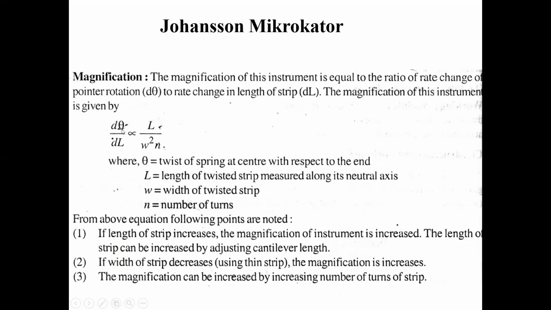If you observe here, the magnification is directly proportional to length. If the length of the strip increases, the magnification of the instrument is increased. If the width of the twisted strip is reduced, automatically the magnification increases, right? And here n represents the number of turns. When the number of turns increases, the magnification decreases. When the number of turns decreases, the magnification increases, right?